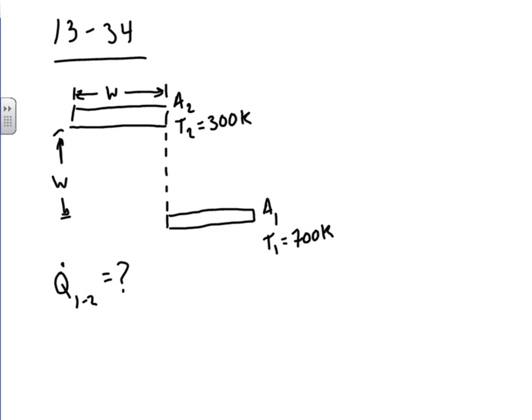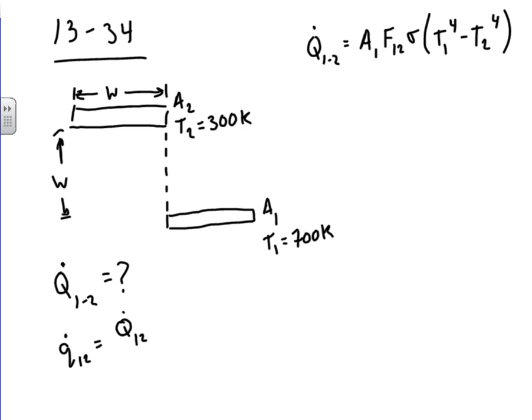From our radiation class, we know that Q dot from 1 to 2 is going to equal the area A1 times the view factor F12 times the Stefan-Boltzmann constant times T1 to the fourth minus T2 to the fourth. Quick little change here. It's not asking for the heat transfer rate, but we're asked to find the heat flux. So we want to find little q dot from 1 to 2, which of course is just equal to Q dot 1,2 divided by the area A1.